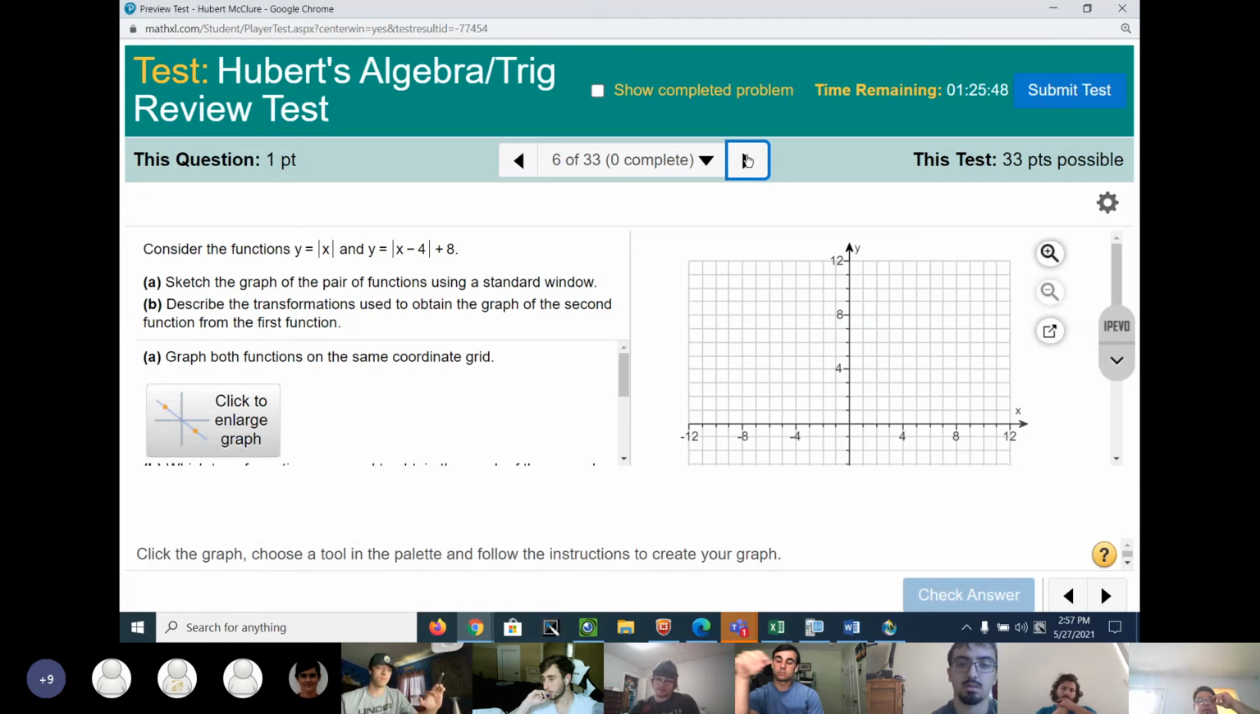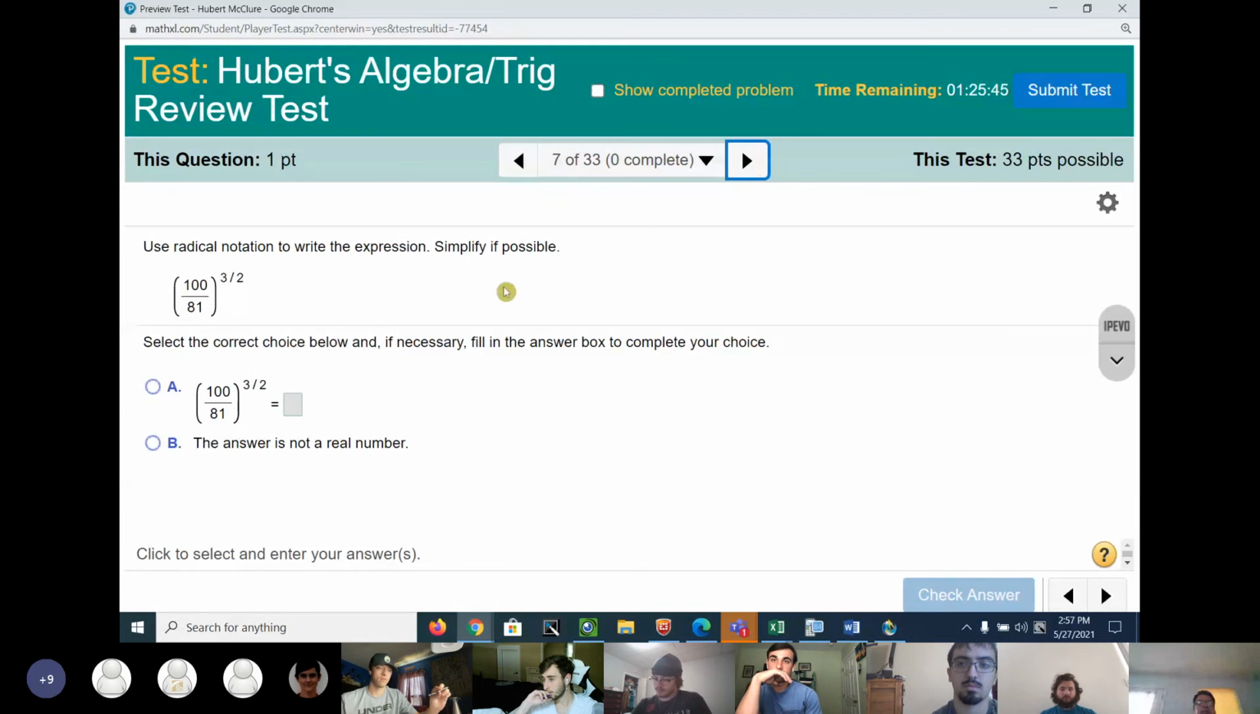Next. Dang on quantum mechanics. Use radical notation. This is what? Exponent over index. This is the square root of 10 over 9 raised to the third power. 10 over 9 raised to the third power is 1,000 over, I don't know what 9 to the third power is. That's 81 times 9, 729. I believe you get 1,000 over 729. Somebody check me on that.